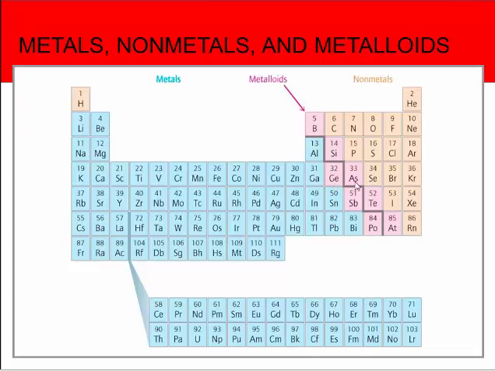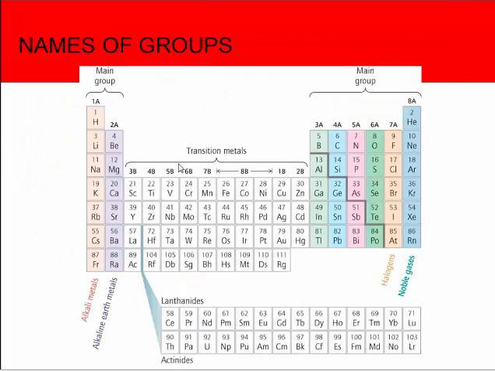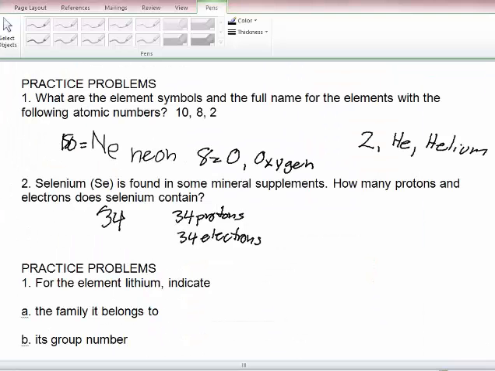Boron, silicon, germanium, arsenic, antimony, tellurium, polonium, and astatine. So these are all called metalloids. They have properties both of metals and nonmetals. So let's do a few more practice problems. We'll need to go back to probably this periodic chart.